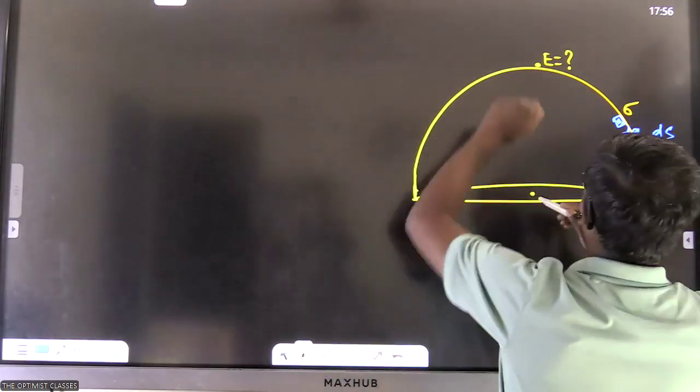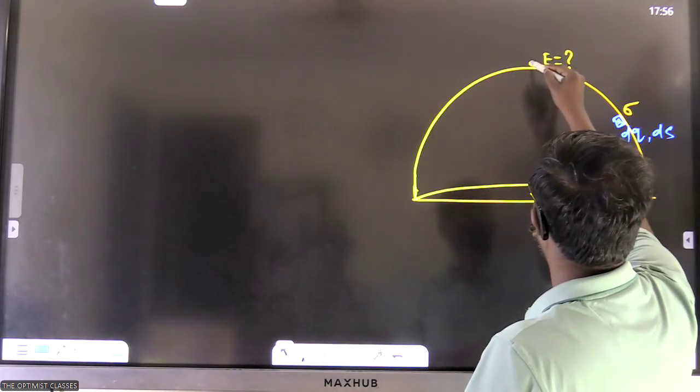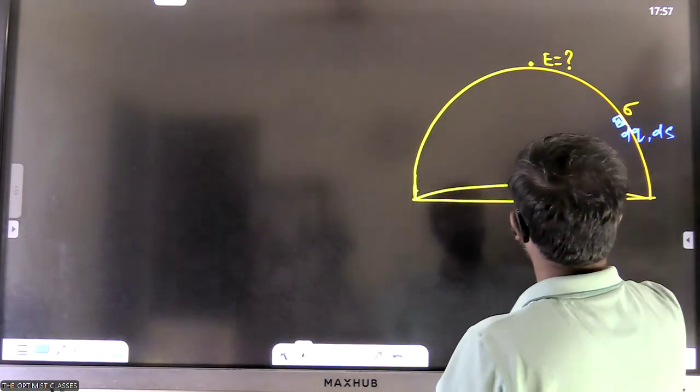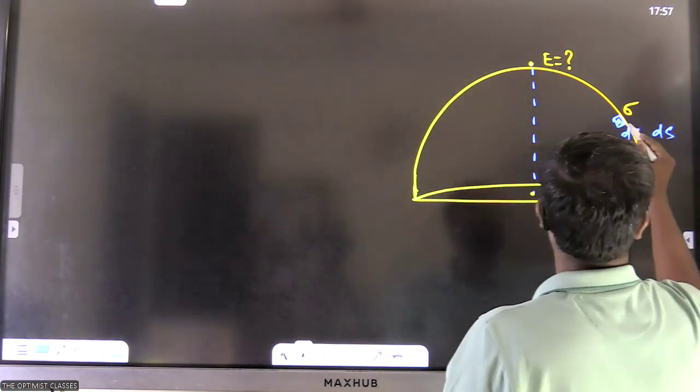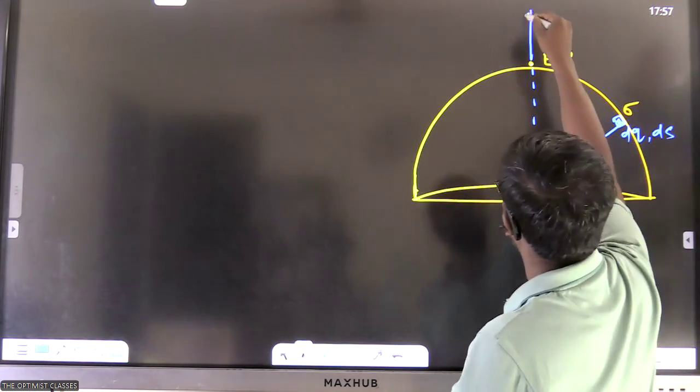This is the topmost point. It will be exactly above the center. Here we have to calculate the electric field. I have taken an element here. Suppose this element is at angle theta. Let's say this direction is the z direction.